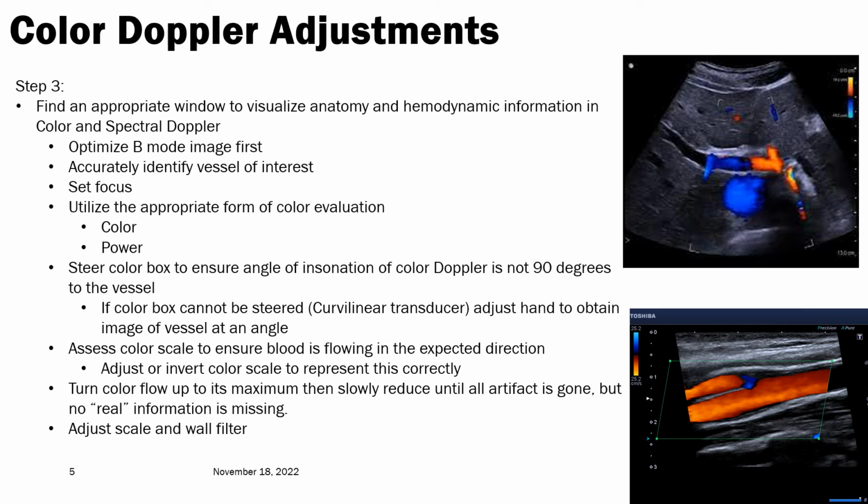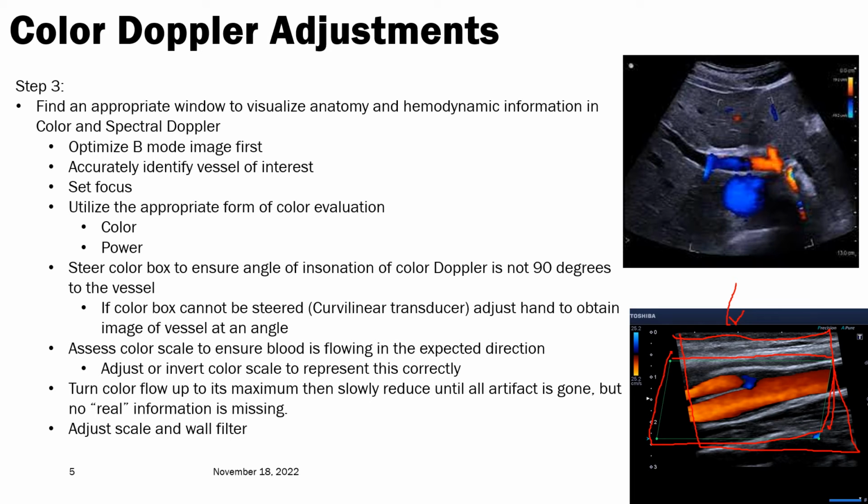Now, if you're utilizing a linear probe like the image here on our bottom is, you have the option to steer your color box. When we say steer your color box, if you'll look at this image, my B mode image is being taken in one direction, and my color box, this box here, is being steered in the opposite direction. That allows for the insonation or the sound waves to hit the vessel or the moving blood flow at an angle different than 90 degrees.